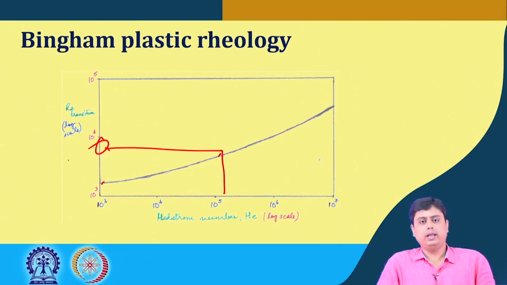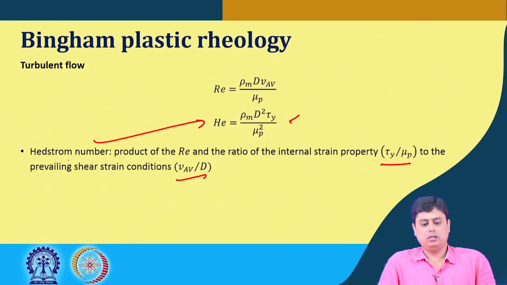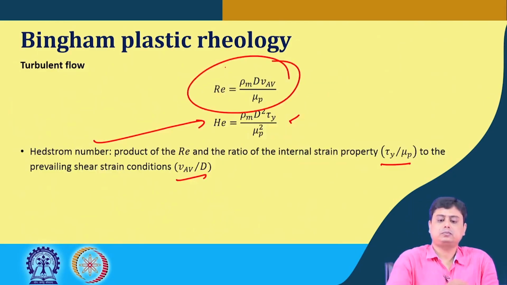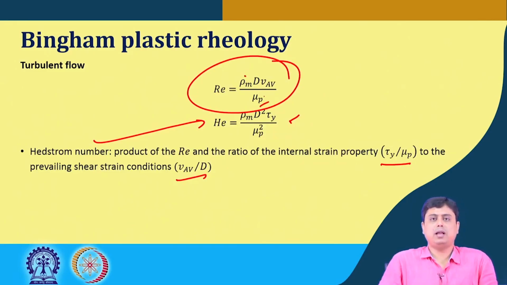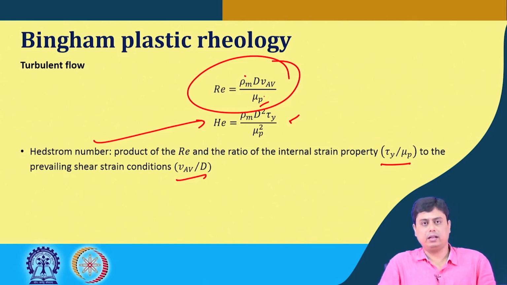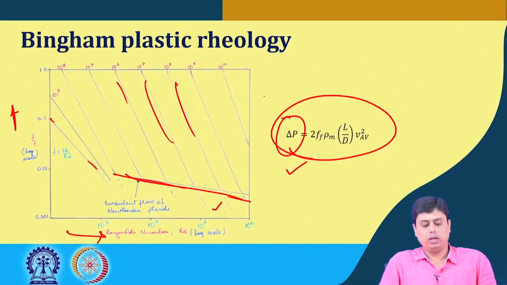Once we know that, we also calculate what is the Reynolds number for this Bingham plastic from this relation, because here it is the mixture density and the plastic viscosity that are involved in the calculation. So, you can easily calculate that provided these two pieces of information are known. Once these two Reynolds numbers are known, then we look into this chart and find out what is the friction factor.